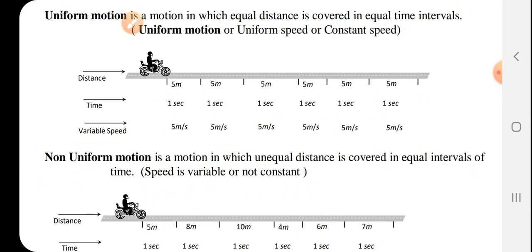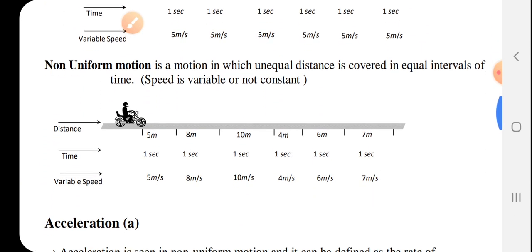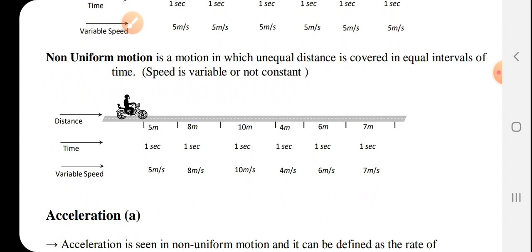The next heading is non-uniform motion. In non-uniform motion, the distance covered by the particle is not equal for the same interval of time. We have an example. In this case, the motorcyclist covers 5 meters in the first 1 second, and 8 meters in the next 1 second. So the distance per interval is variable. It means the speed of the particle is variable.